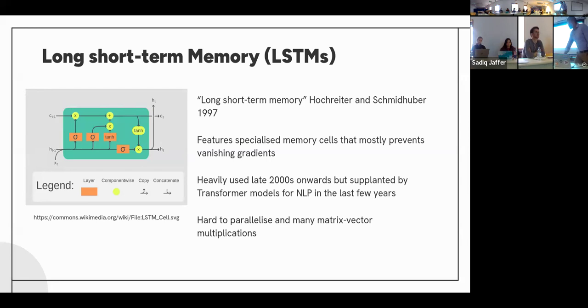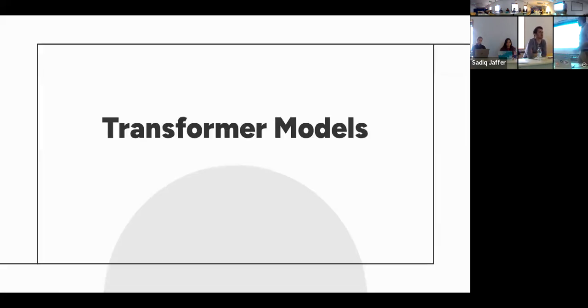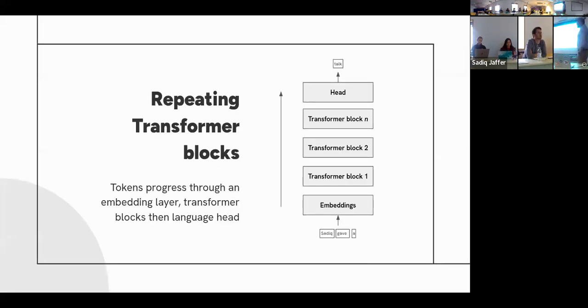So RNNs, LSTMs. So now we're going to go on to transformer models. So what does a transformer model look like? The basic structure is relatively simple. We have tokens. We put them through this embedding layer. Each token has a unique ID, and we look up its embedding in that embedding matrix. We then propagate them through a number of identical transformer blocks. And then finally, we have a language modeling head, which essentially takes in the current state and gives you a probability distribution over the tokens.